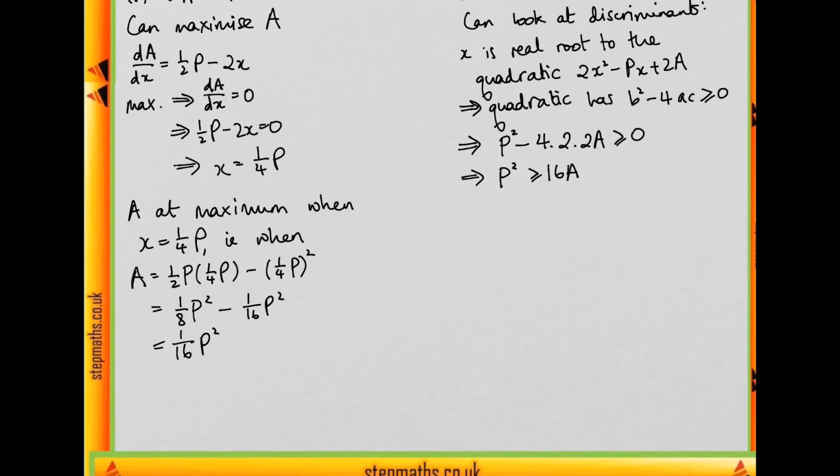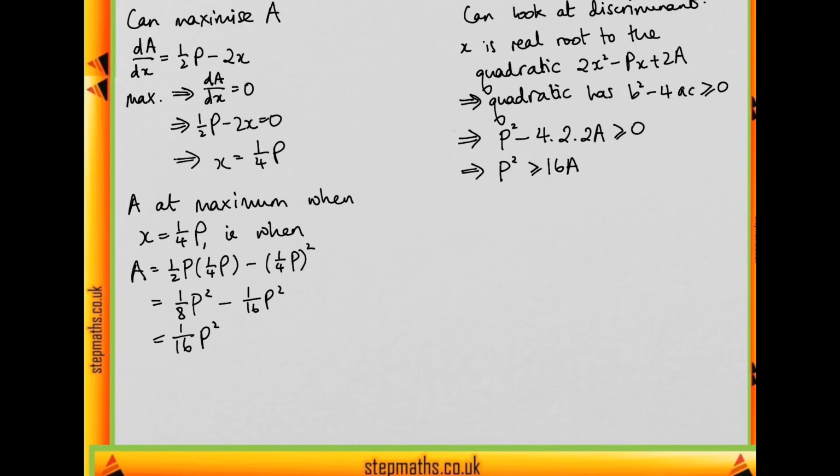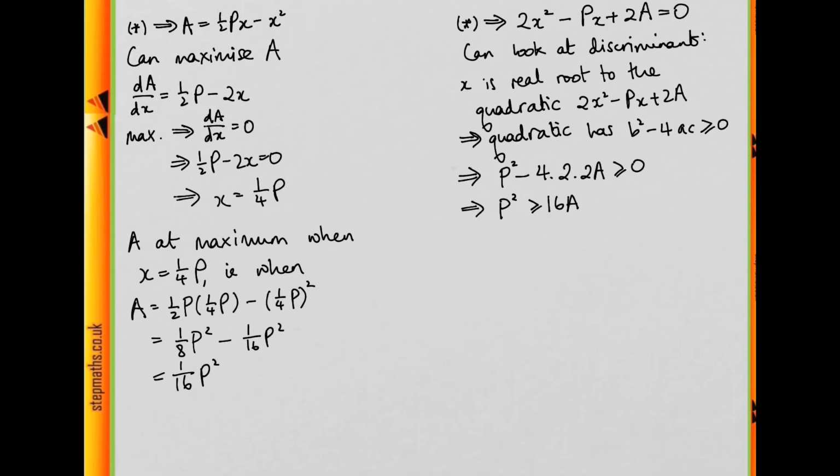So the maximum value of A is going to be, well, if we just substitute a quarter P for x in here, then what we have after we simplify is that the maximum value of A is 1 over 16 P squared. And because this is the maximum value of A, then A is always less than or equal to this. So we get that A is always less than or equal to 1 over 16 P squared. So P squared is always greater than or equal to 16A, just by multiplying both sides by 16 there.